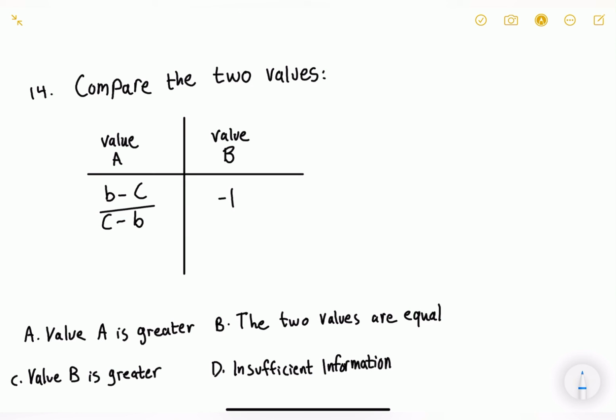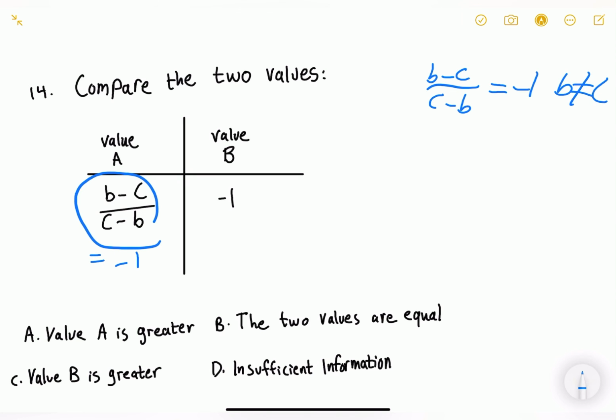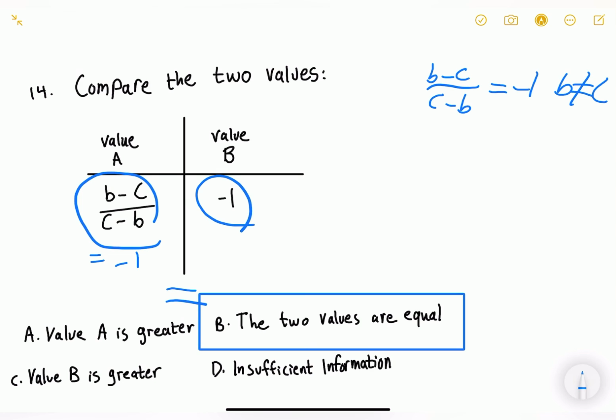Value A is B minus C over C minus B. Guys, I taught you this rule earlier in the video. What did we say about this? We said B minus C over C minus B, or the way I taught you was A minus B, but it's the same thing, is the same as saying -1 because B does not equal C. So this is -1, and this is -1, meaning the two values are equal, meaning that our answer is B. Guys, we didn't even have to think for this problem if you have this memorized.